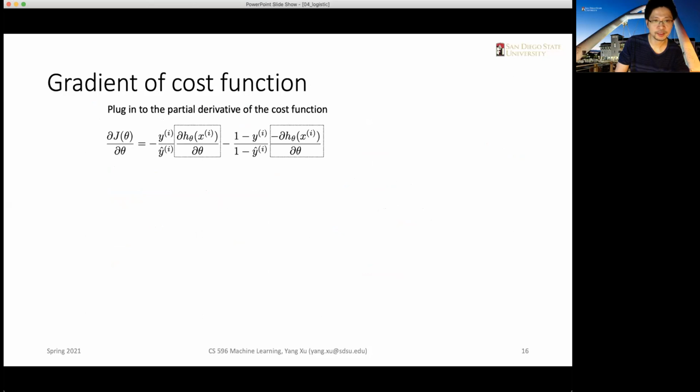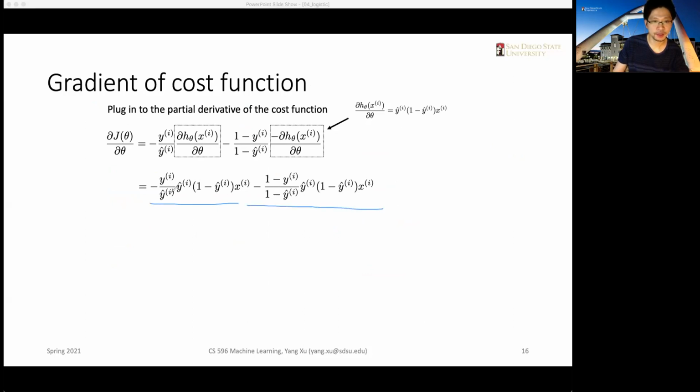So which would give us a pretty long term, but we will find that a lot of the terms can be eliminated, and it turns out to be quite a simple form. It's just y hat minus y times x. y hat is the prediction, y is the ground truth, and x is the feature. That's the gradient, the partial derivative of the cost function with respect to theta.